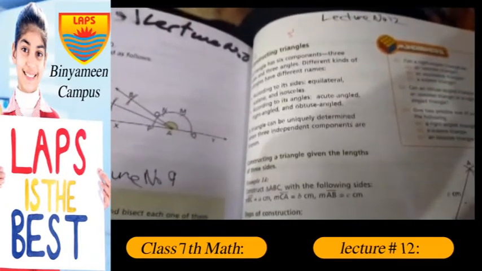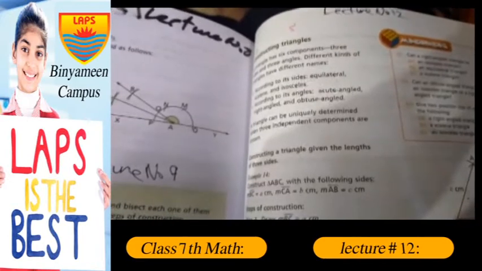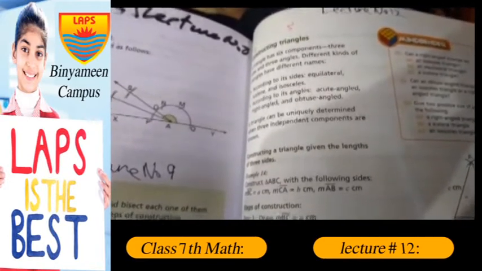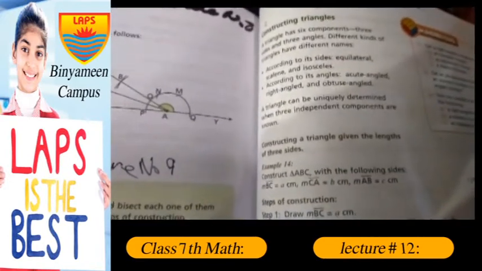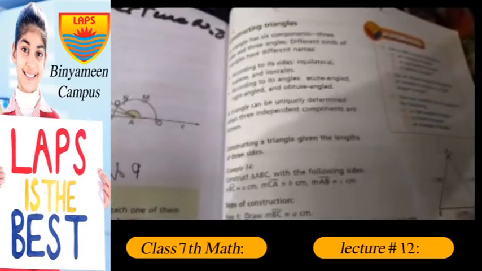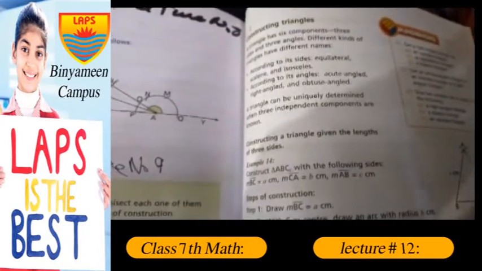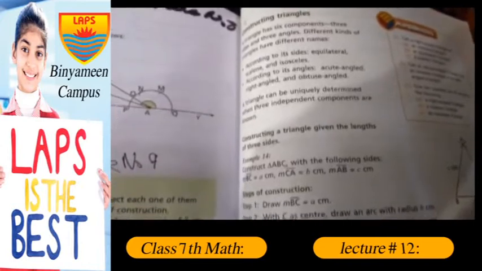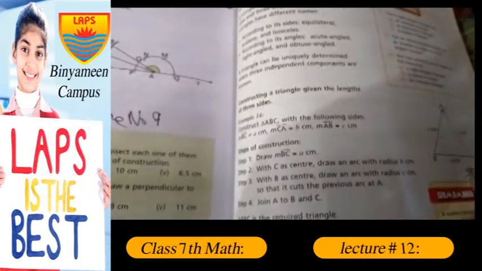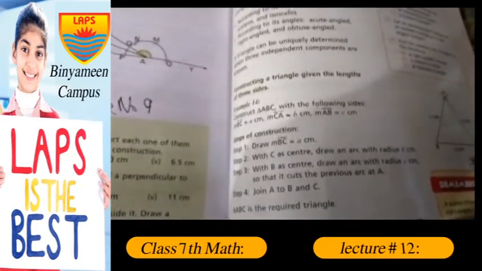A triangle can be uniquely determined when 3 independent components are known. Constructing a triangle given the length of 3 sides.